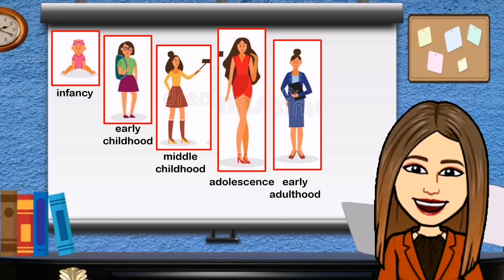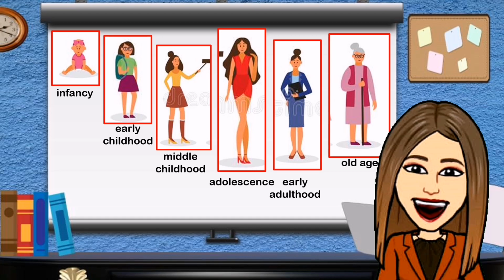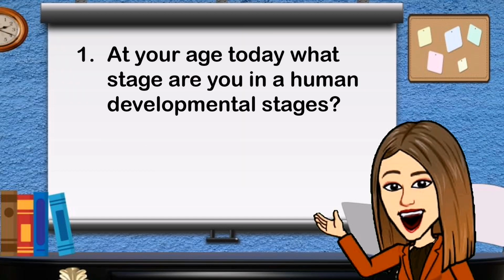Middle adulthood. Aging speeds up during middle adulthood, ages 40 to 65, and is characterized by decline in vision, hearing, and immune system functioning, as well as the end of reproductive capability for women, known as menopause. Old age is frequently defined as 60 or 65 years of age or older, the final stage of the normal lifespan. At your age today, what stage are you in human developmental stages?